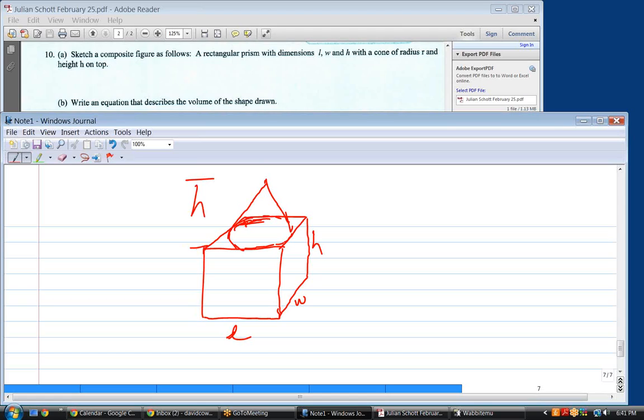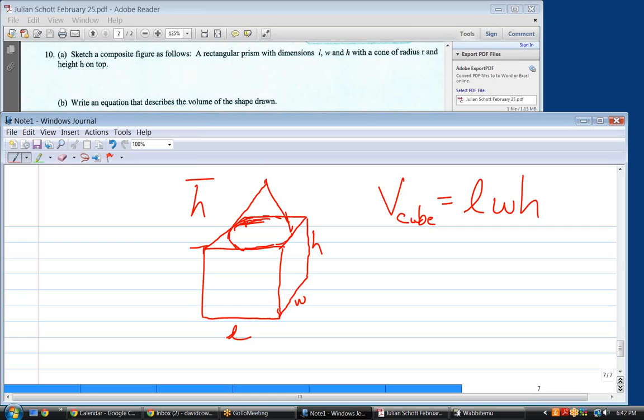Now, write an equation that describes the volume of the shape drawn. Alright, what's the volume of the cube or the rectangular brick? R squared? No, that's for circles. Base times height times width. There you go. L, in this case, times W times height, the 3 dimensions of our rectangular brick. Whether it's a cube or not, the 3 dimensions multiplied together give you the volume.